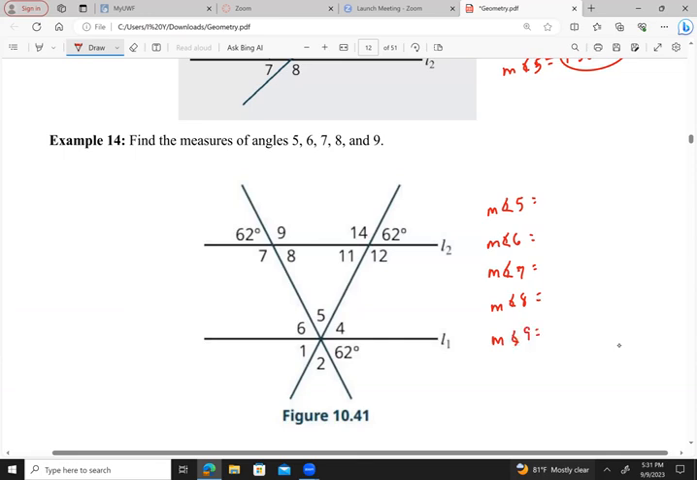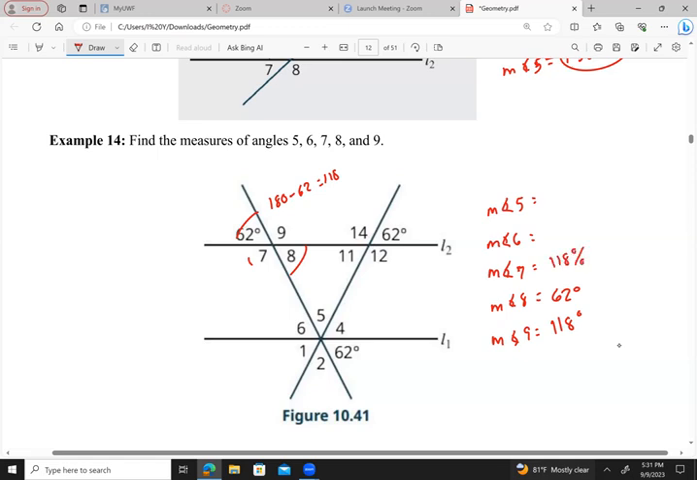Okay, let's start with the easy ones. 62 here, 62 there. Vertical angles. See, what else do I need? I need 9. Well, this is just 180 minus 62, which is 118. So 9 is 118, which means 7 is also 118.